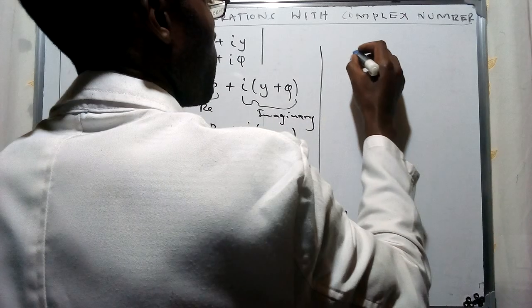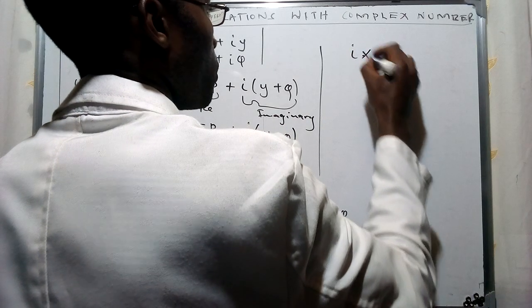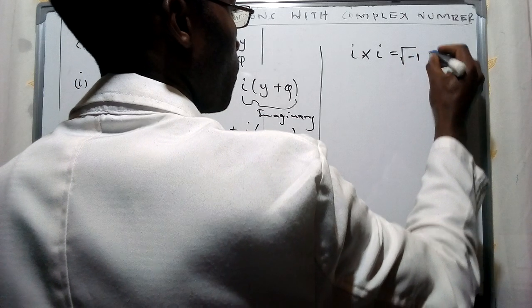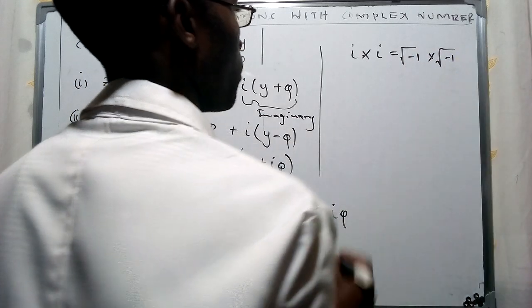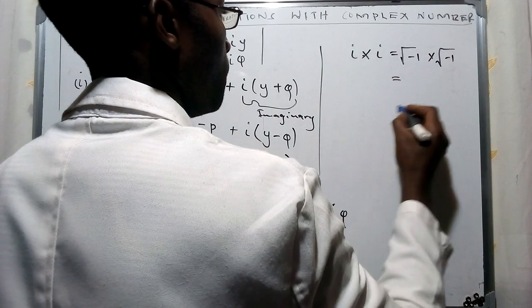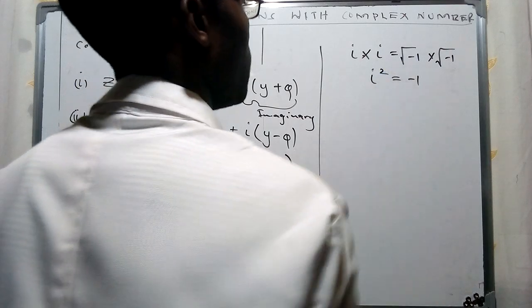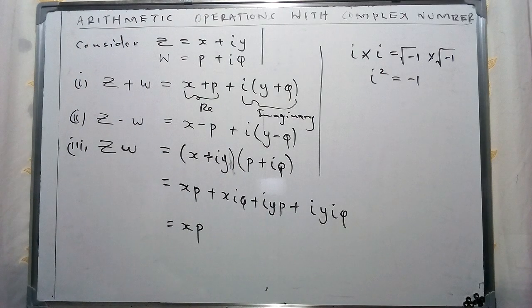Now, if we consider an imaginary unit multiplied by another imaginary unit, this implies multiplying two square factors, and this gives us a value of -1. So this implies that if we have the square of the imaginary unit, it gives us a result of -1.